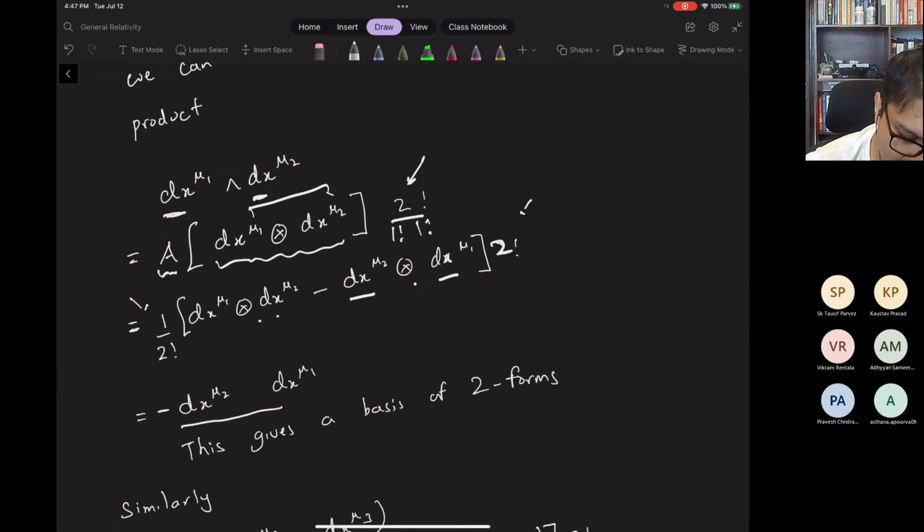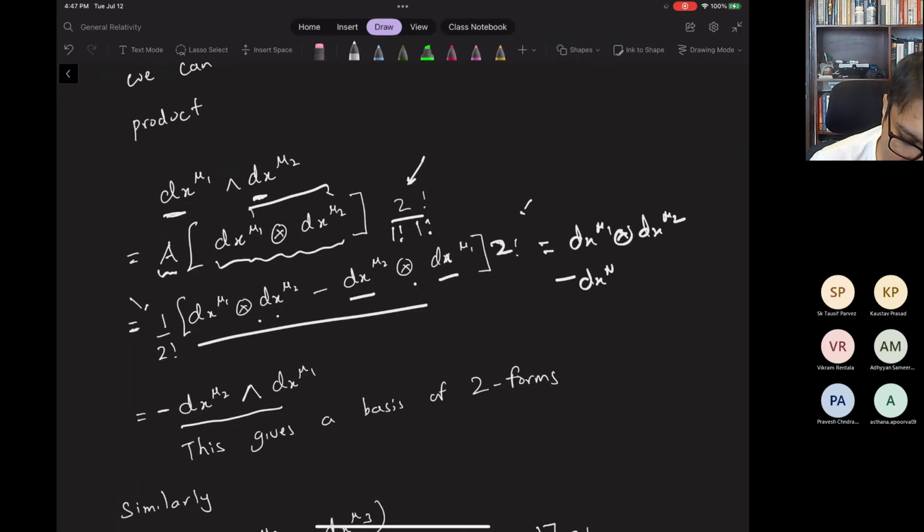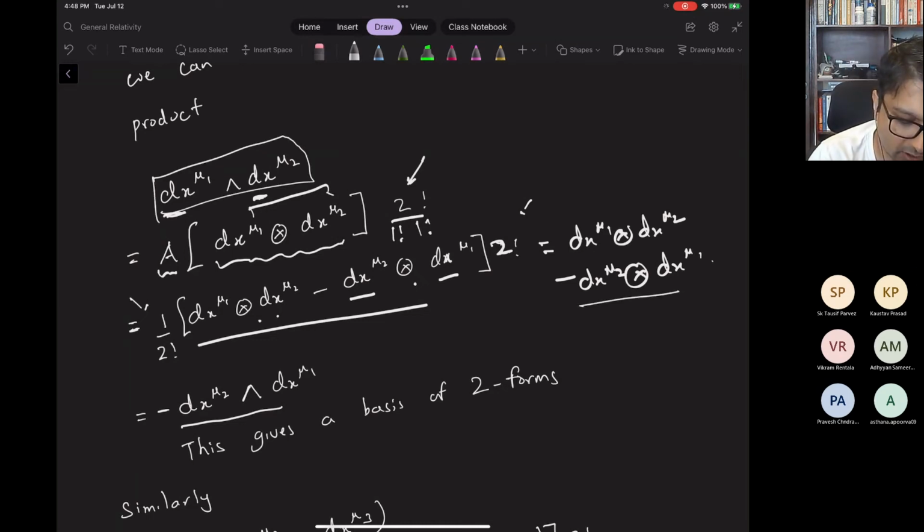What I meant to say is this. So what it is, it's actually equal to dx mu1 tensor product dx mu2 minus dx mu2 tensor product dx mu1. Okay, so this is what we mean by this wedge product of two one forms. Okay, this has given us something that is a 0-2 form. Sorry, a 2 form.